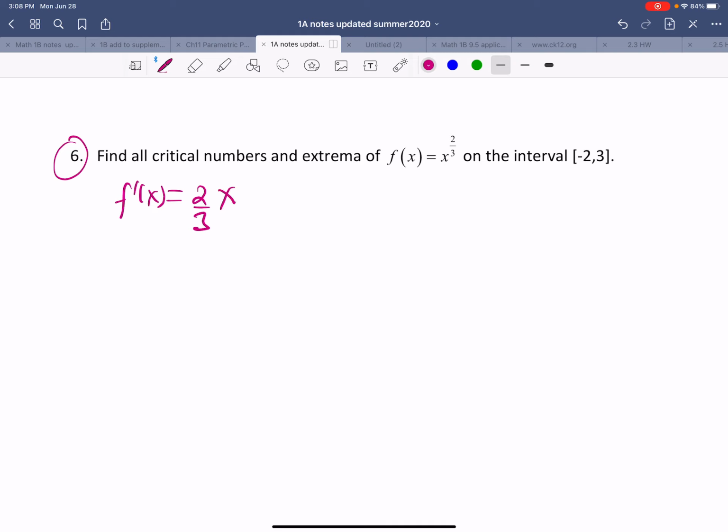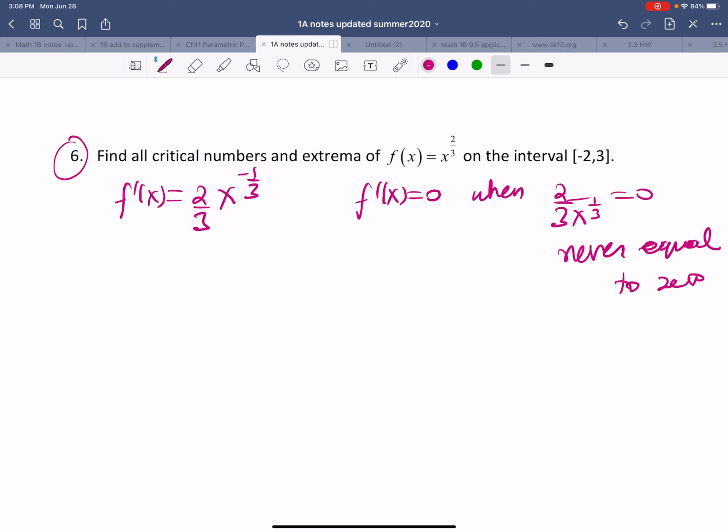X to the power 2/3 minus 1 is going to give me -1/3. So f prime of x is 0 when 2/3 x to the power -1/3 is equal to 0. This expression is never going to equal 0. And this derivative is going to be undefined when x is equal to 0, because we have x in the denominator. So my critical point turns out to be 0, and it's in the interval.